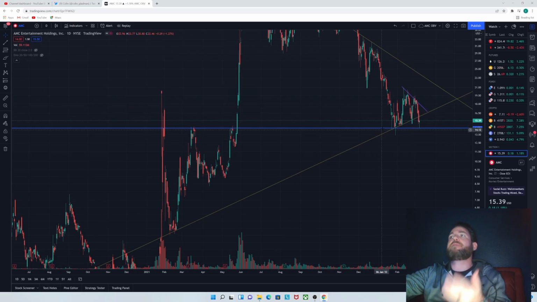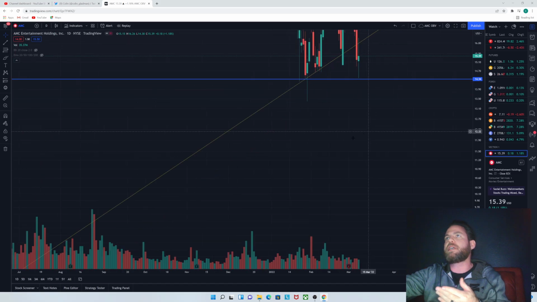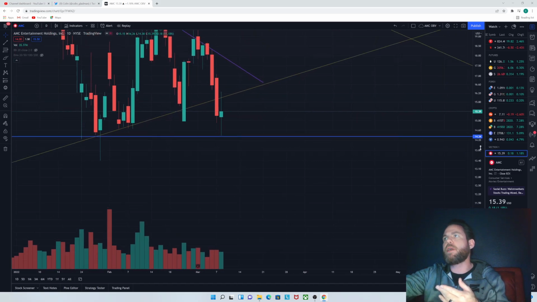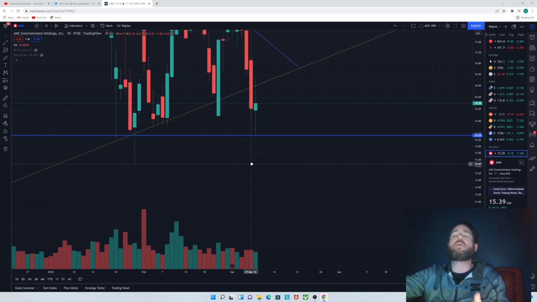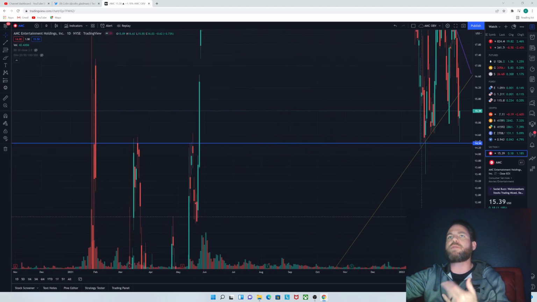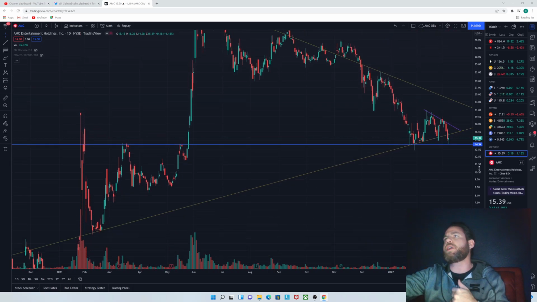So we definitely want to see this hold. If you zoom in real close, you can see that we almost touched it today, but not quite. Once again, we've broken it a couple of times, but we've never closed below that line. That's why I've always said that 14.50 range to me is super important.